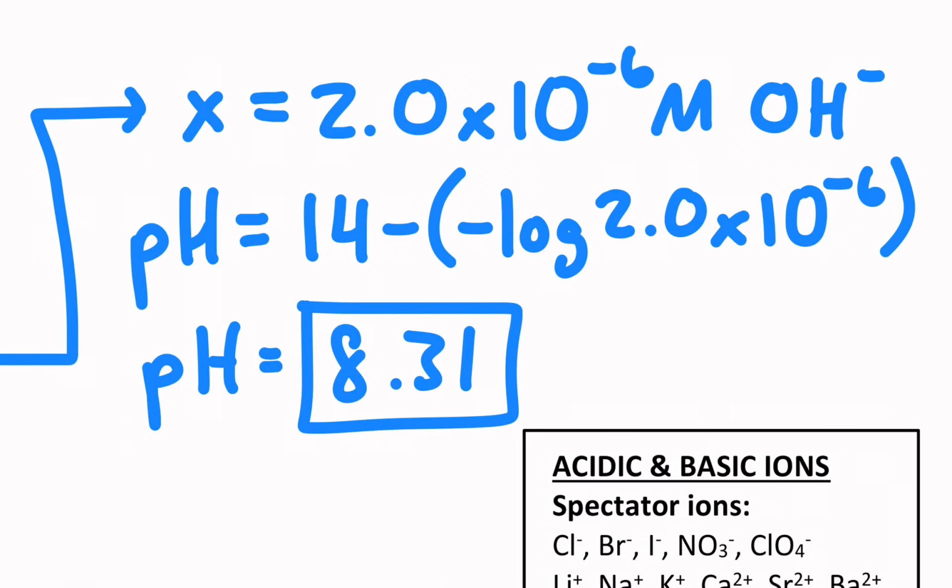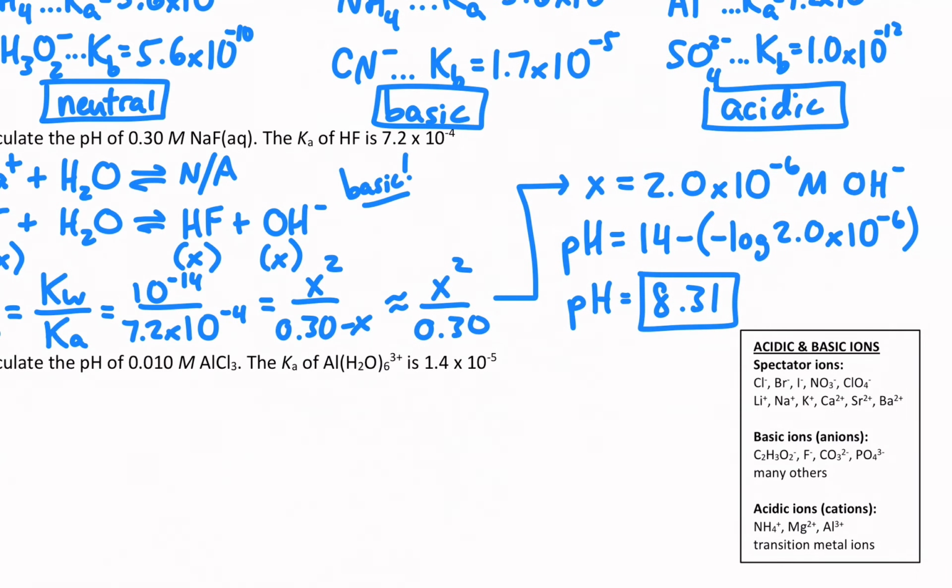8.31. And it's not a bad idea to just do a little self-check, see if it makes sense. 8.31, it's basic, and it should be. That's good. Also, this is a weak base because it's a basic salt. Basic salts are just weak bases. Acidic salts are just weak acids.